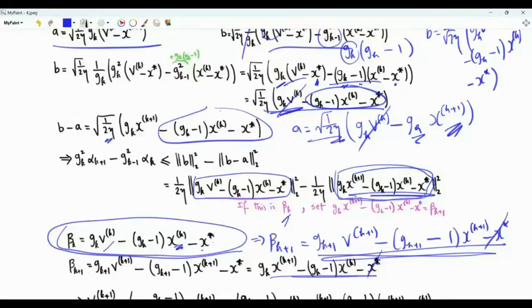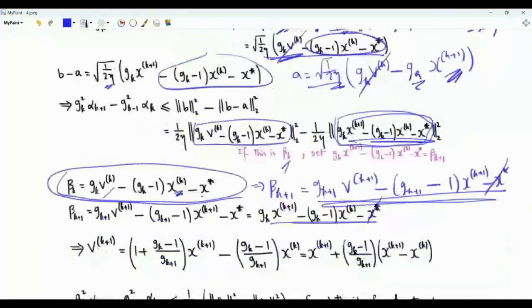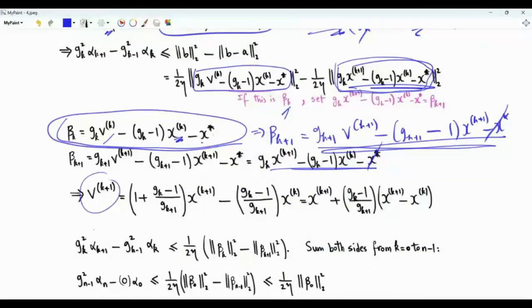Minus x star goes with minus x star. Then the remaining terms provide us with a relation between v of k plus 1, x of k, and x of k plus 1. If we put v of k plus 1 on one side, the other terms on the other side, we now have an update equation for vector v. During the kth iteration, we can use x of k and x of k plus 1 to obtain v of k plus 1.